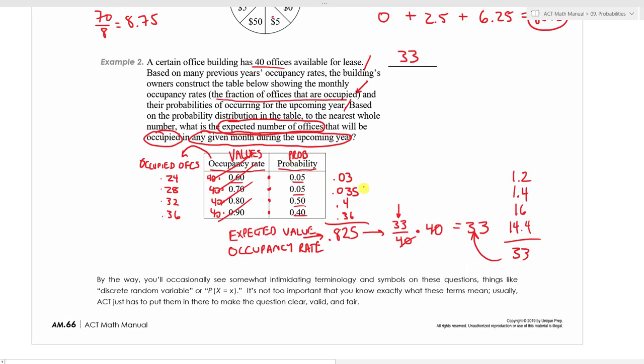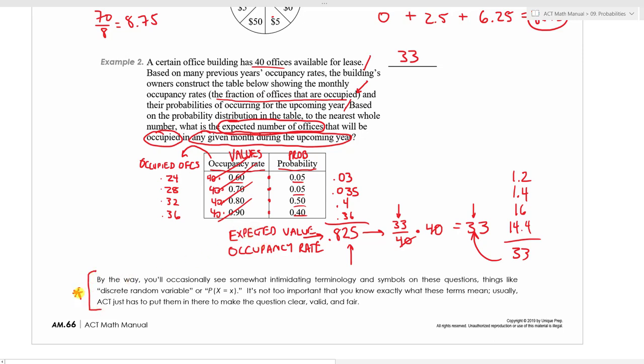And from there, you have one of two options. You can first find the expected value for the occupancy rate and then multiply that value by the total number of offices to get the expected value for the number of offices occupied. Or you can just convert occupancy rate to a number of offices occupied and then use these values for occupied offices in your expected value calculations. So that is expected value.